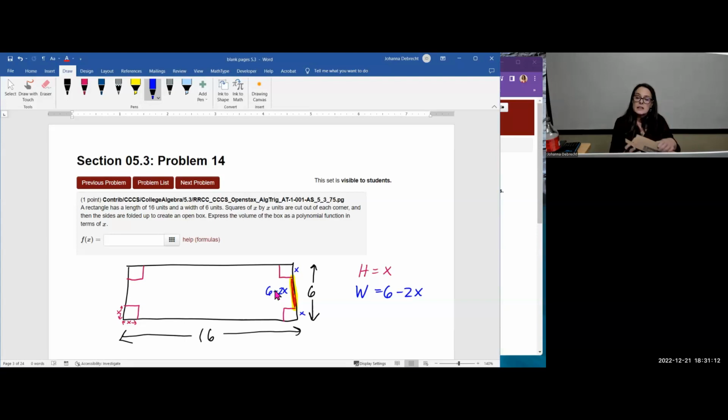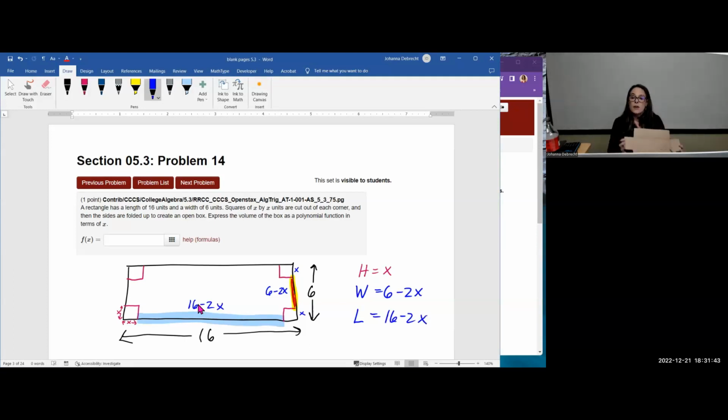Then to find the length, I need to do the same thing, because the length is whatever this is, and then I cut off x's from each side. Originally it was 16 long from side to side, so it's got to be 16 minus 2x. So that would be this region that we've got right here, and this has to be 16 minus 2x. So that's my length, 16 minus 2x.